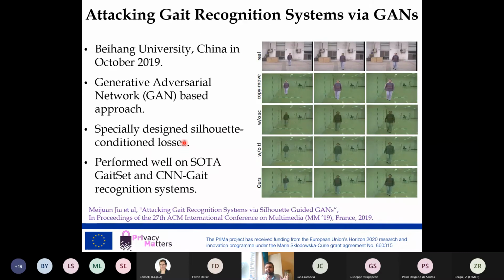Now, those are the facial recognition systems. But not only facial recognition systems matter for identity hiding. There are more recognition systems, like gait recognition systems.